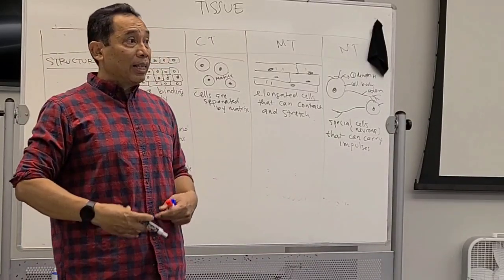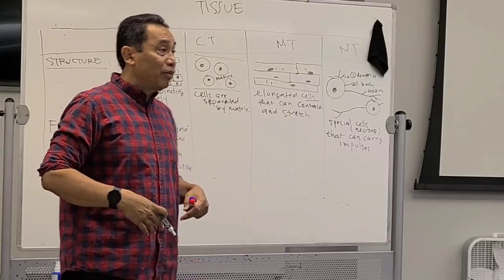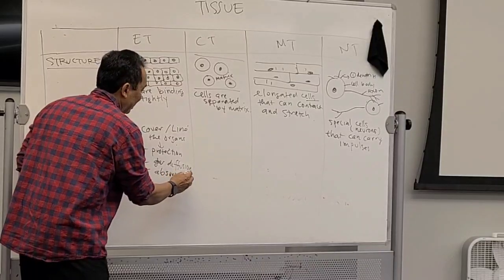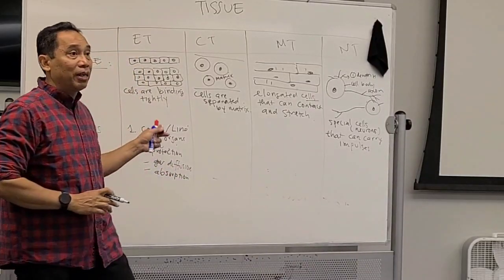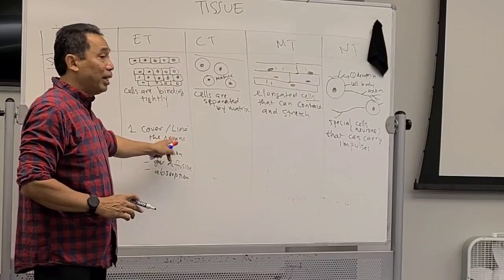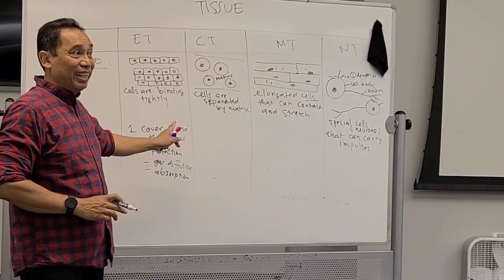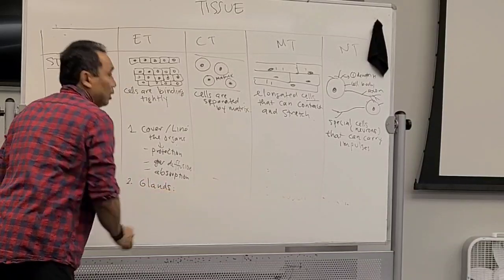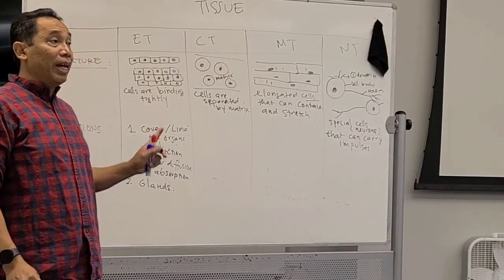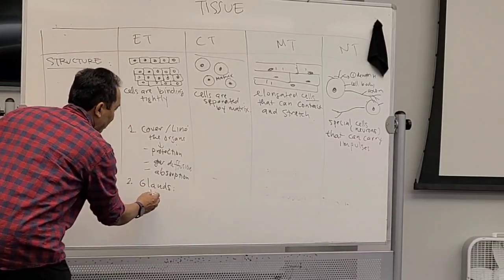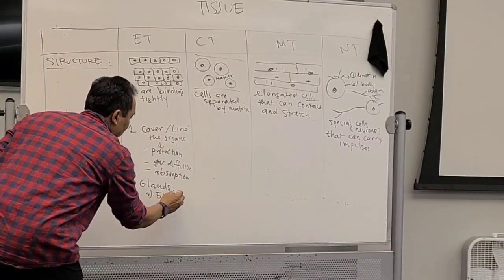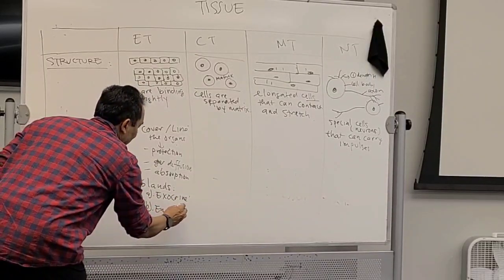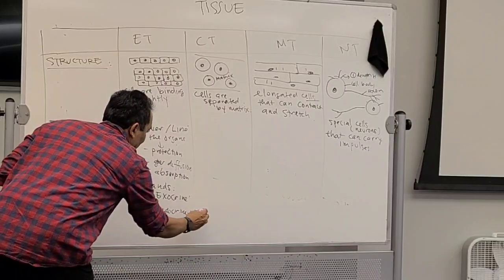If it is in our gut, stomach, intestine, what is the function of the ET going to be? Absorption. So there are several functions based on their location. This is the one that covers and lines the organ. And then the second one is the one that functions as a gland. Gland is actually epithelial tissue, and there are two types of gland. We already talked about that before. Exocrine gland, and what's the other one? Endocrine gland.